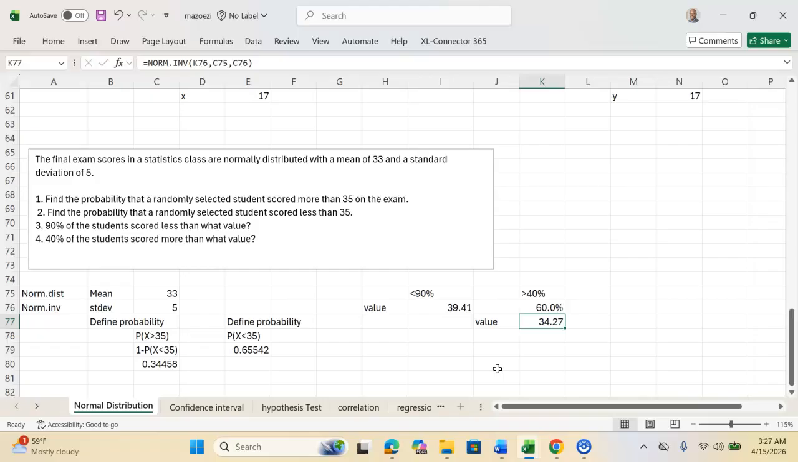So that's how we can find probabilities and also a value when either is given. If we have a value, we can find probability, and if we have probability, we can find a particular value.